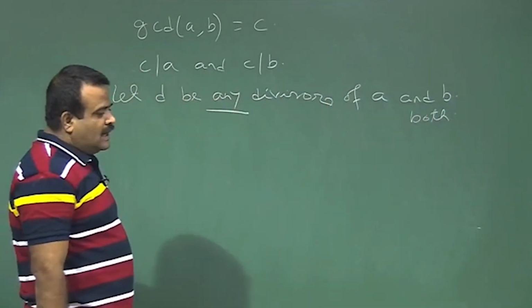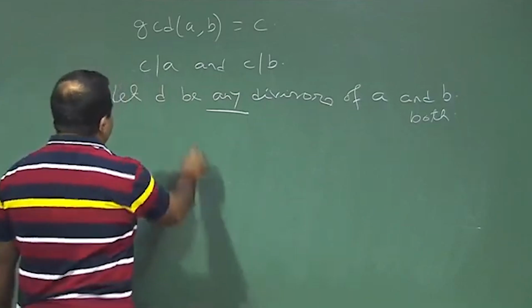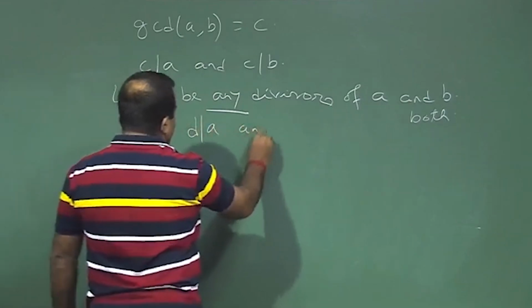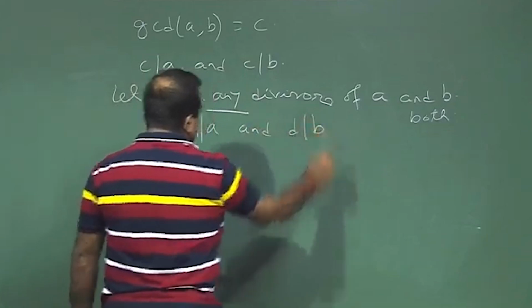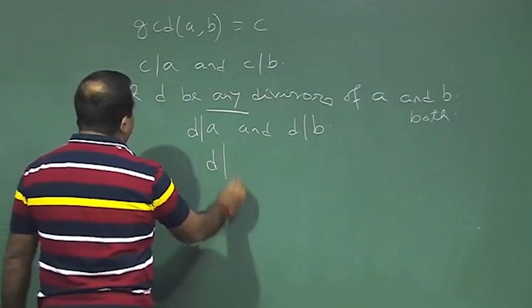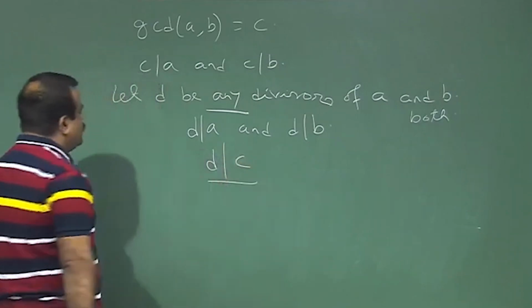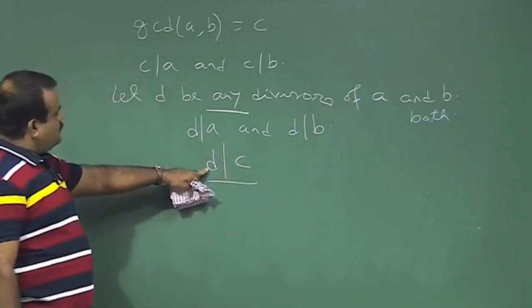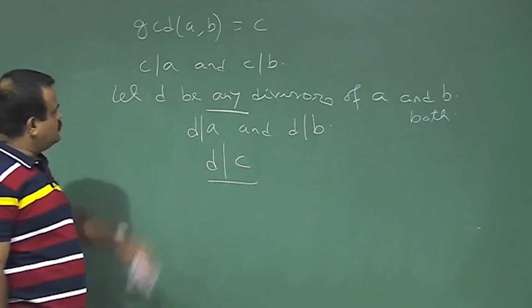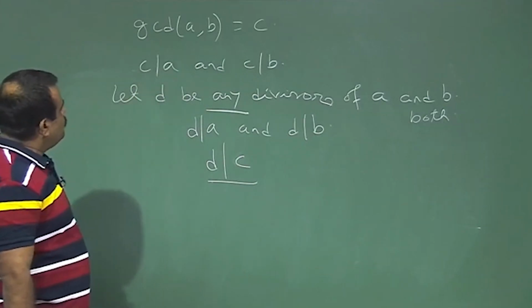So, that means if D divides A and D divides B, then D must divide C, and this must be true for any other divisor D. So, this is basically, then C is a greatest common divisor of A, B.